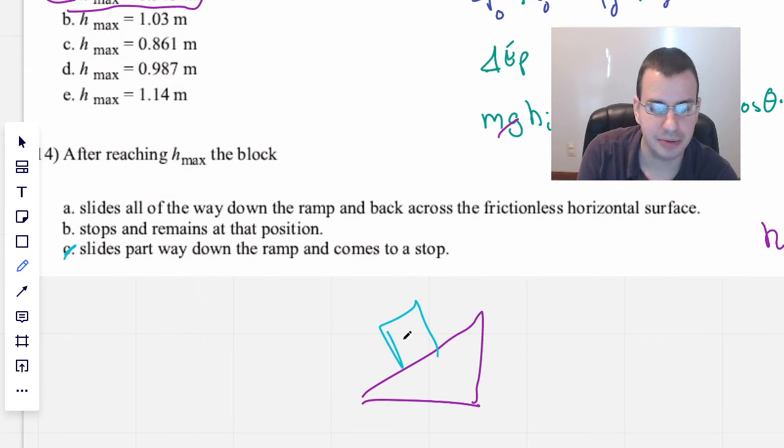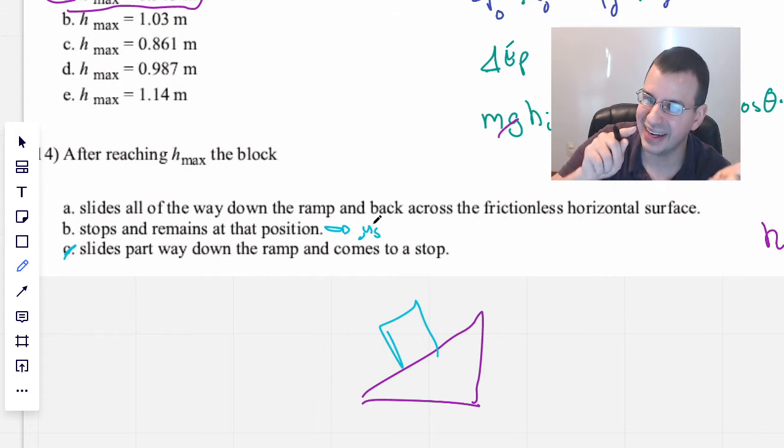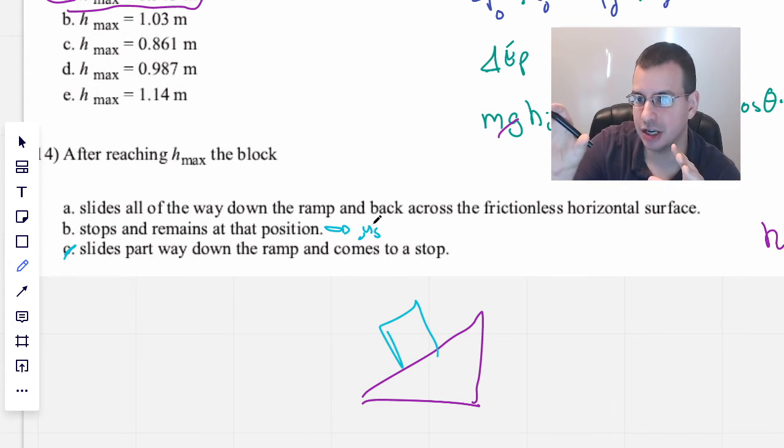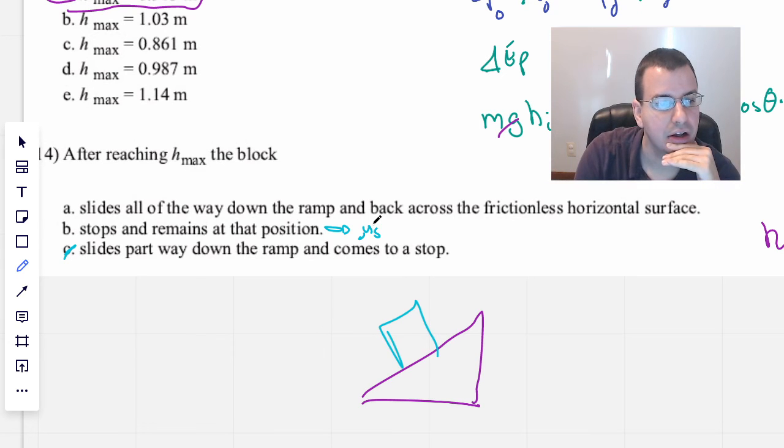So we basically have stops and remains where it's at, which would make sense because we're converting from the kinetic coefficient of friction to the static, which is bigger. And so it might come up there, stop, and then that's it. Slides all the way back down the ramp and back across the frictionless surface.